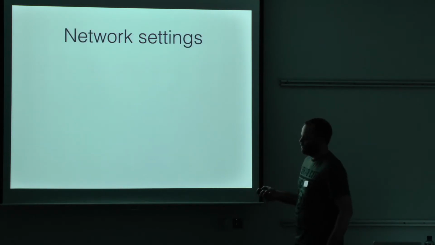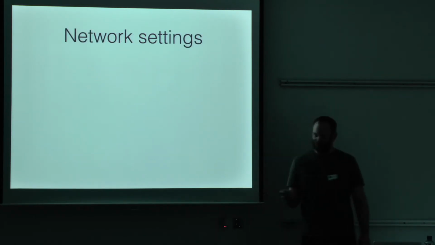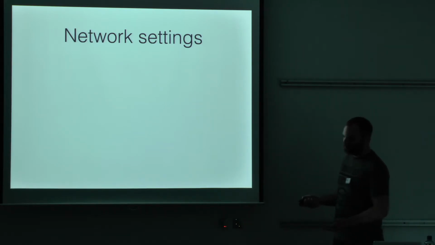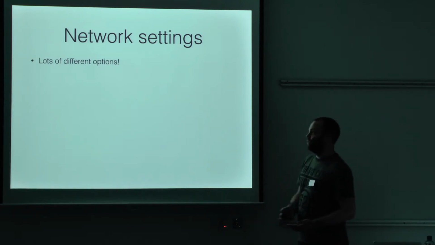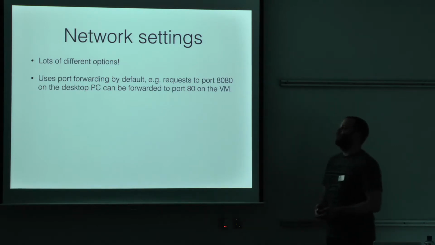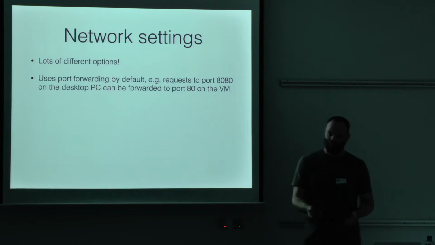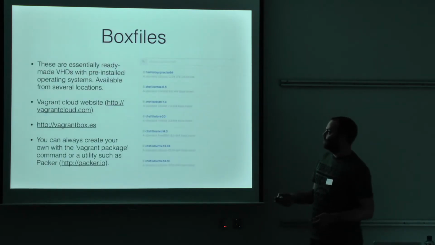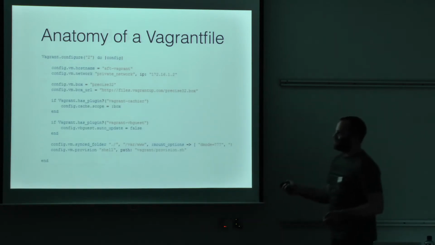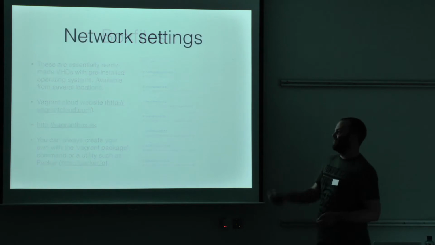Network settings. Okay, so this is quite an important thing. If you're hosting a website on a VM, you need to have some control over the network settings of that VM. Thankfully, there's lots of different options available. You can use port forwarding, or it uses port forwarding by default. Okay, so requests to port 8080 on your desktop PC will be forwarded to port 80 on the VM. This is set up in the Vagrant file. And if I jump back, I'm not using it there. Apologies. You'll see it later. It's used in one of the examples.